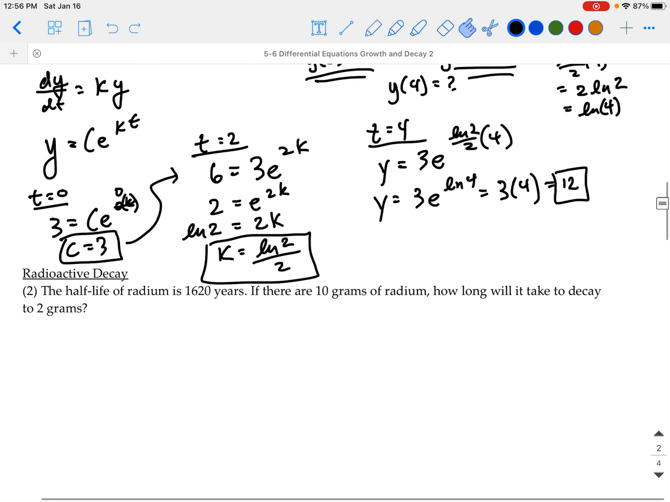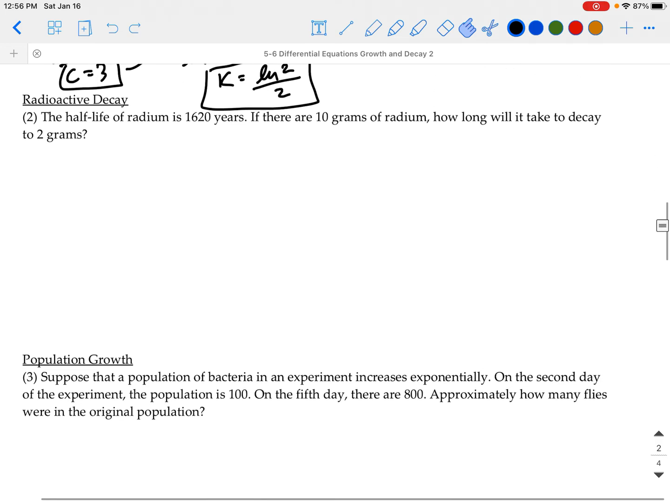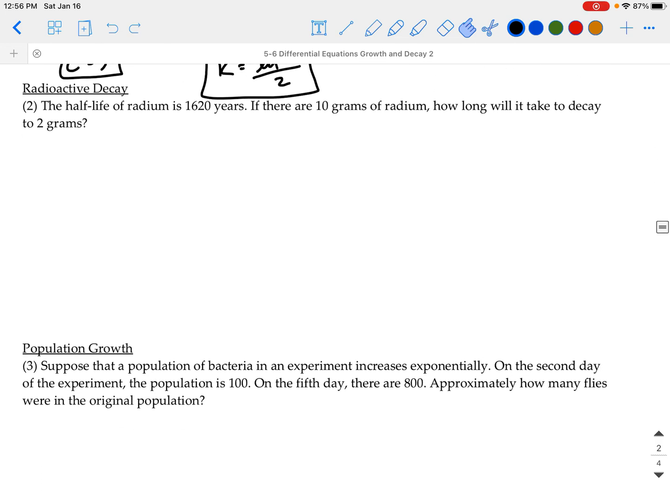All right, so let's go ahead and take a look at number 2. So radioactive decay, so half-life. So the half-life of radium is 1,620 years. If there are 10 grams of radium, how long will it take to decay to 2 grams?